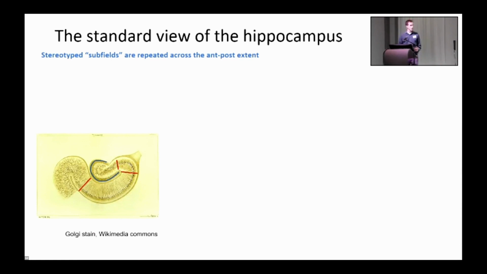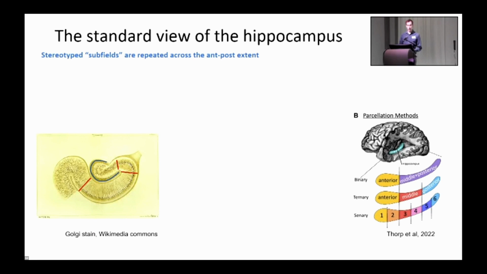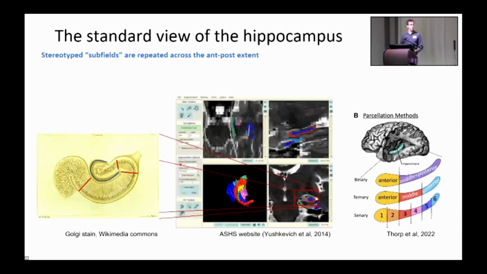Basically, we have these huge pyramidal neurons that are organized into what we call subfields based on their morphology. For a long time, the idea was that in the human brain, we would take a cross section like this one, and we would just see the same structure repeated across the whole anterior, posterior extent of the hippocampus. And so people have now tried to infer the location of these subfields in MRI. Typically, you would do that and get something like this.